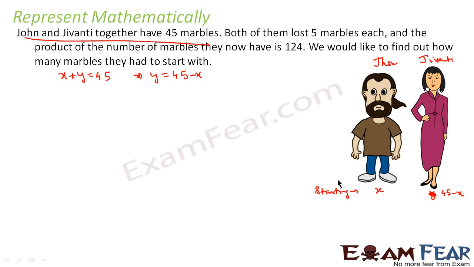Now, both of them lost 5 marbles each. So if you subtract 5 from John's, it becomes X minus 5, because John has lost 5 marbles. Jivanti also lost 5 marbles, so this is nothing but 45 minus X minus 5. This was the original number of marbles, and from that they have lost 5 each. Fine.